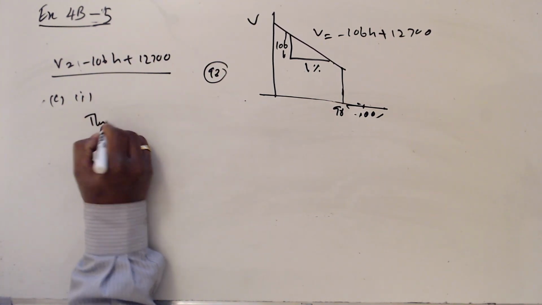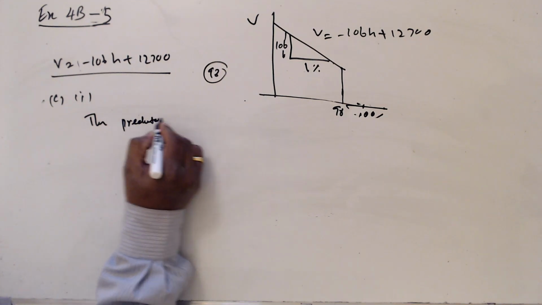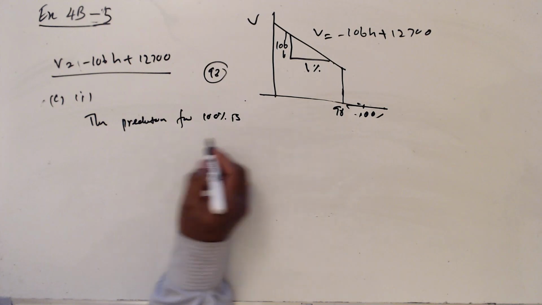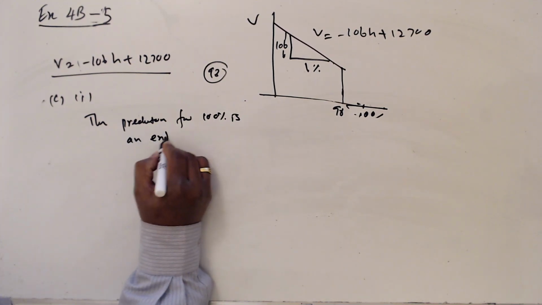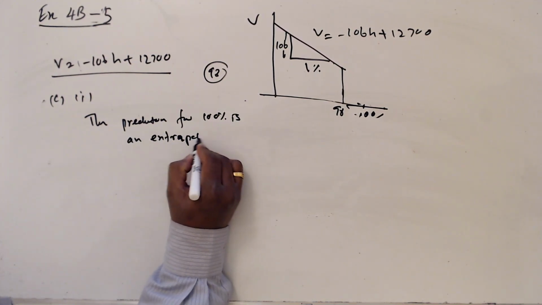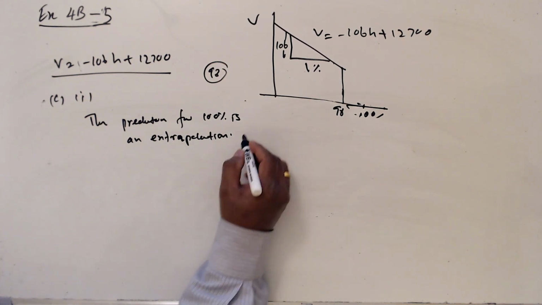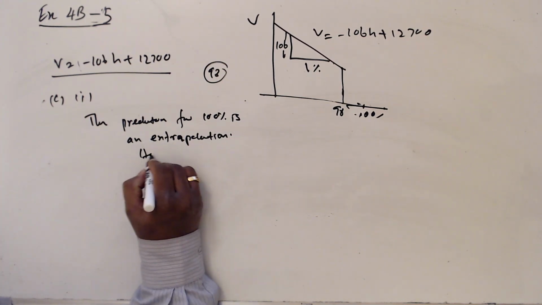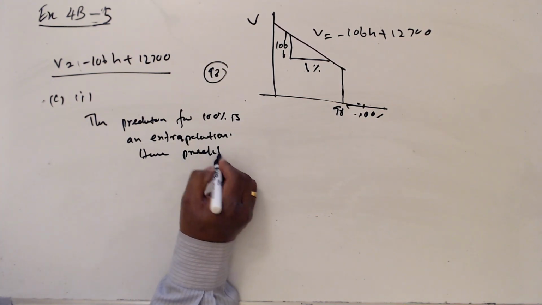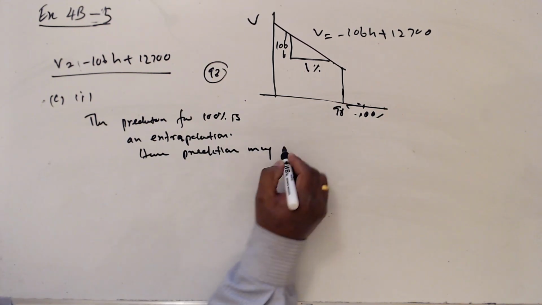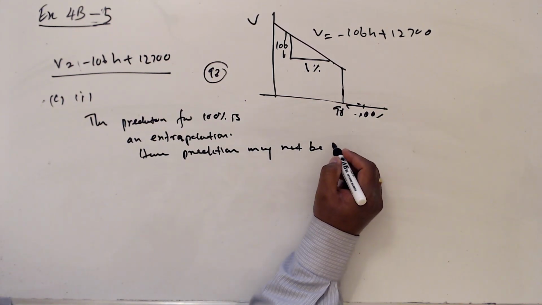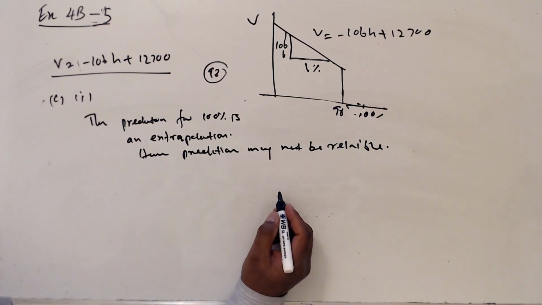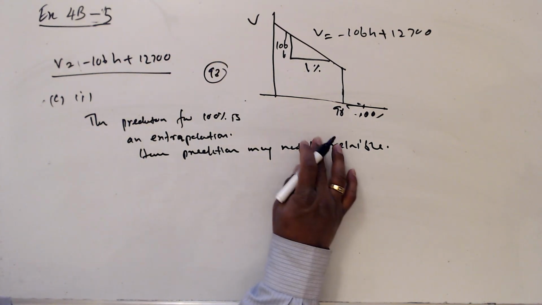The prediction for 100% is an extrapolation. Hence, the prediction may not be reliable.